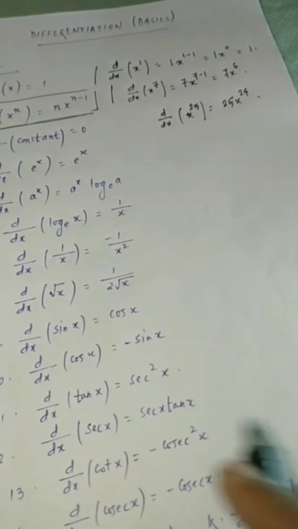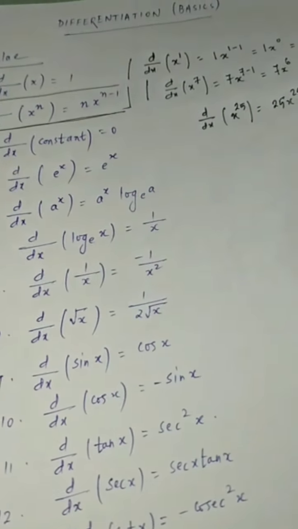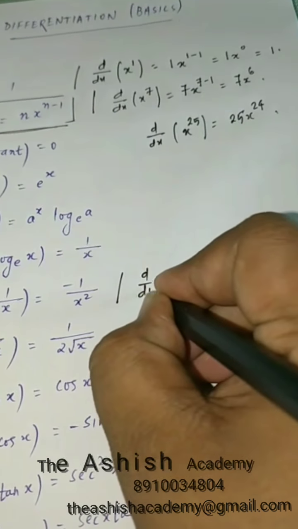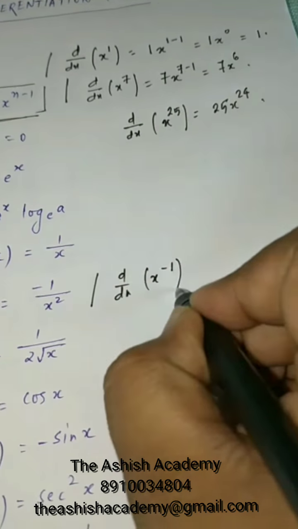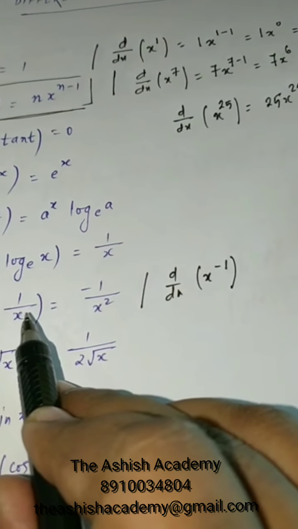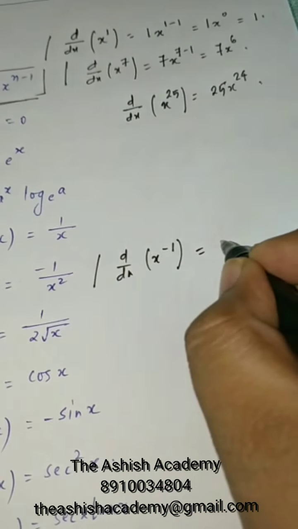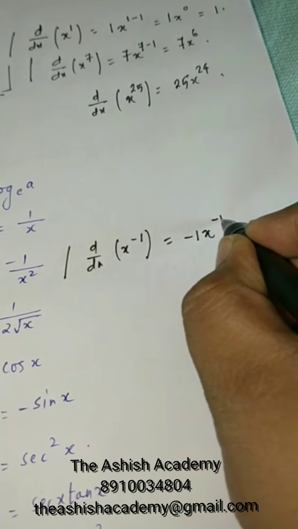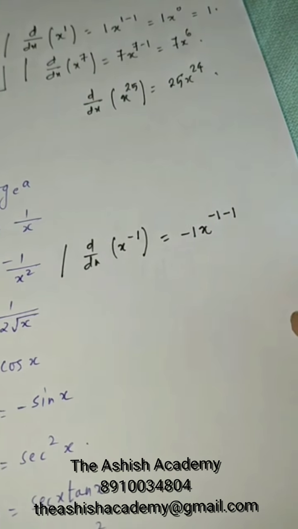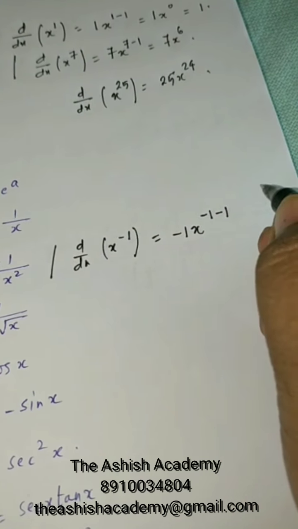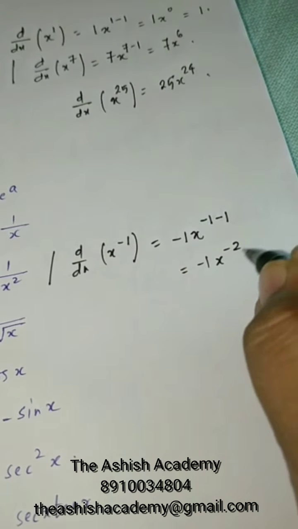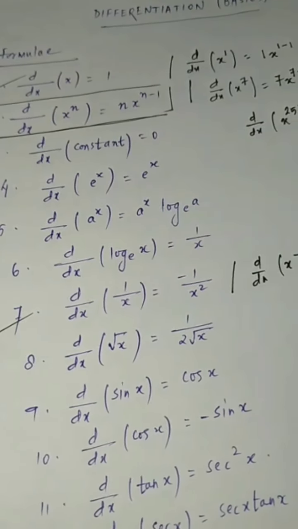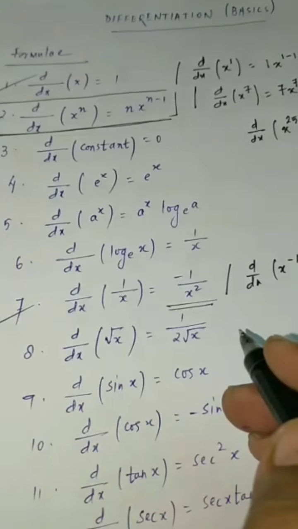Coming to the 7th one now, d/dx of 1 by x. Again with the same formula I'll do it. Can I write 1 by x as d/dx of x inverse? Simple. 1 by x can be written as x inverse. So as per the second formula, minus 1 will come here. X will remain. Whatever power was there, it will reduce by 1. So it is minus 1 x power minus 1 minus 1. It will become minus 1 x power minus 2, or I can write minus 1 by x square. This was the answer for the 7th one, minus 1 by x square.